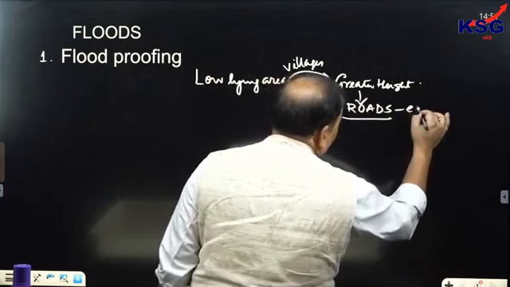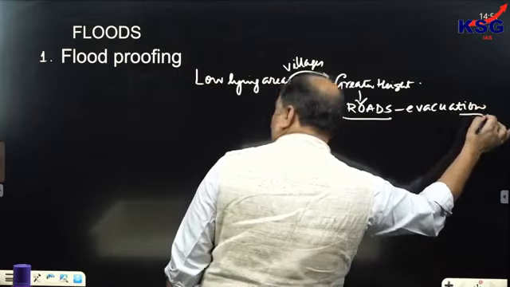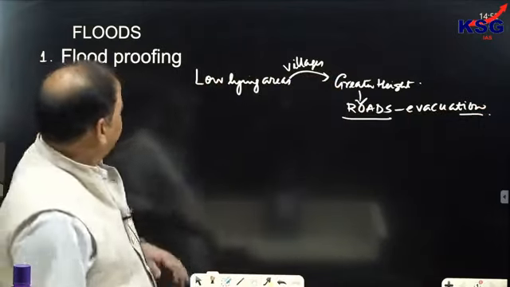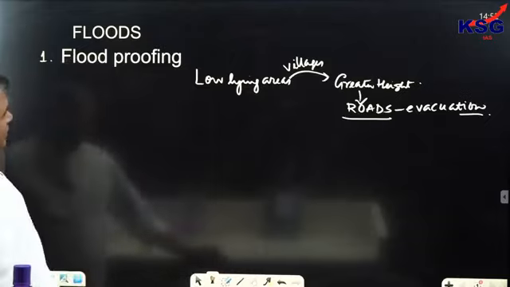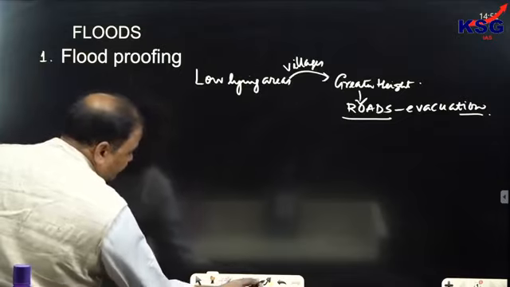For the purpose of evacuation, and connected properly with roads for the purpose of evacuation. So this mechanism is called flood proofing. Now the second mechanism is called what?